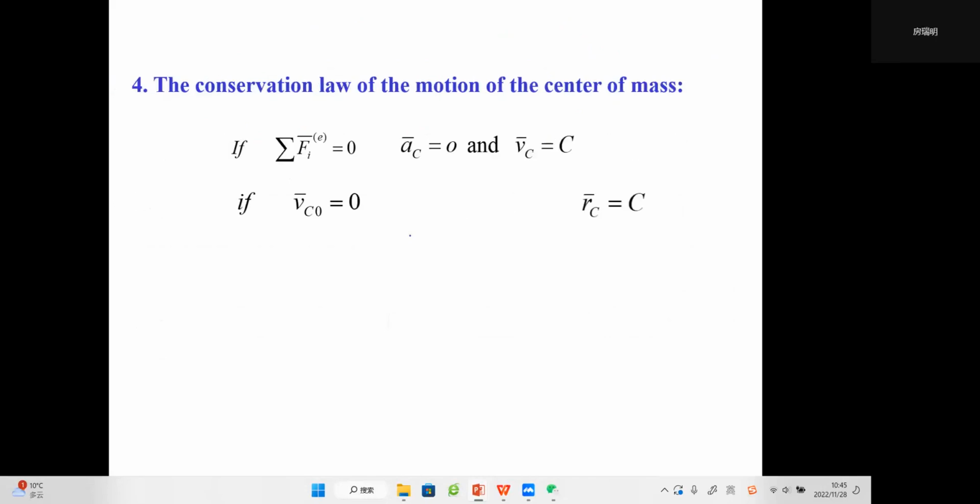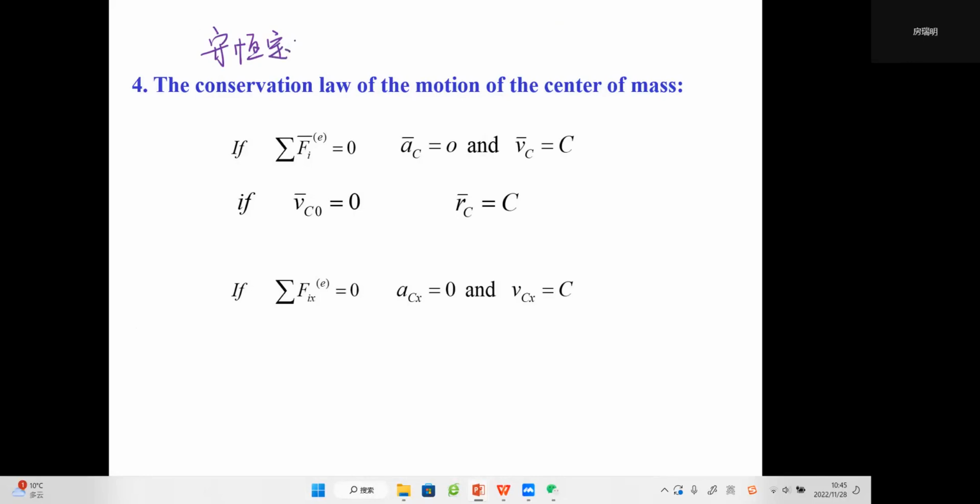So here we should also talk about the conservation law of motion of the center of mass. Once again, the conservation law means 守恒定律. It's easy to understand, right? So we can explain this again.